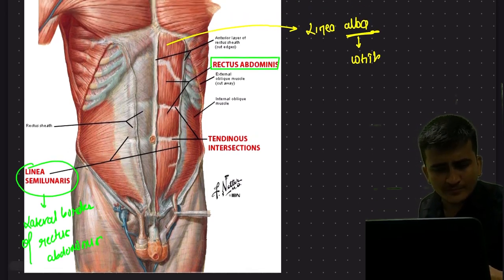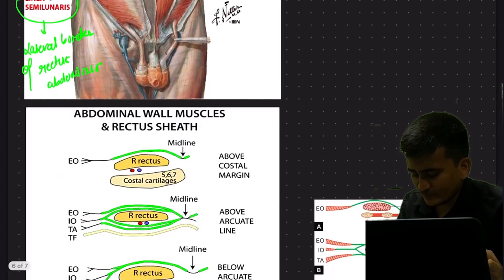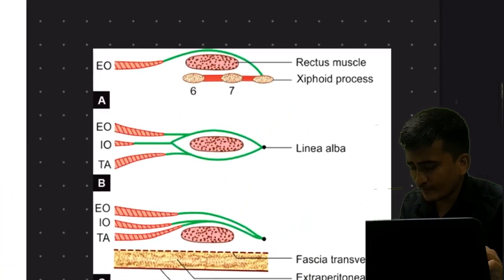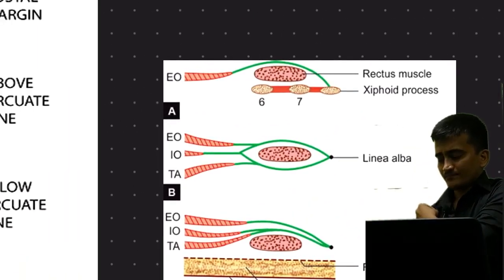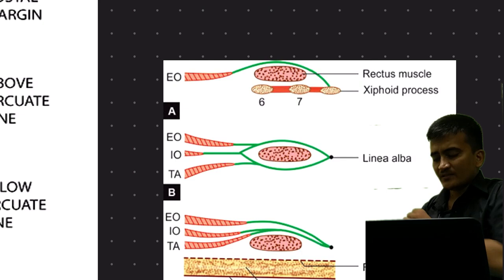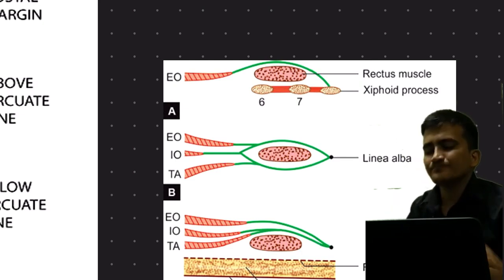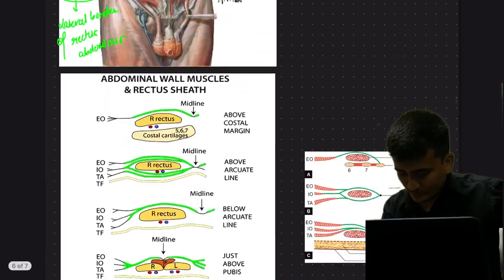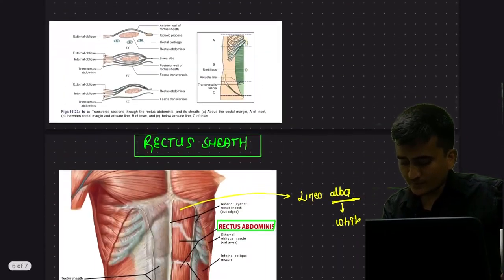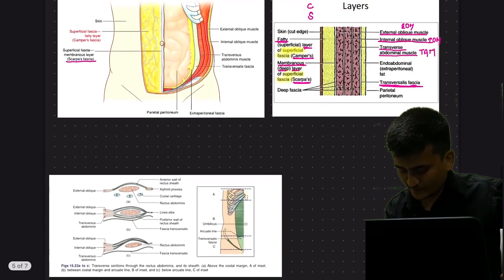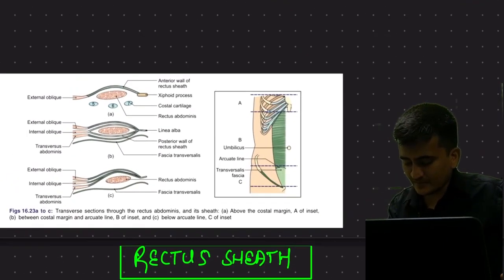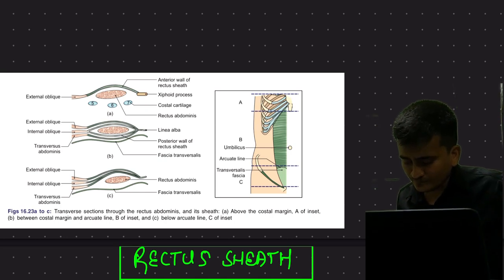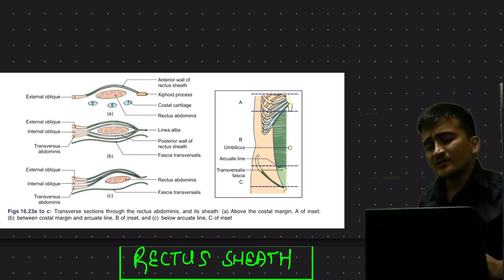What are we missing right now? The important thing that we need to talk about here is the rectus sheath in detail. Now, another diagram. Let me draw myself if it is not mentioned here. Now what will happen is the rectus sheath in different places.